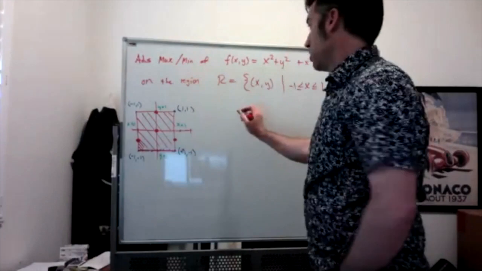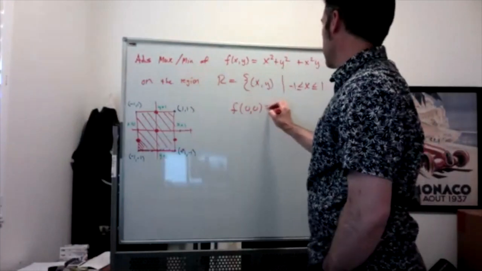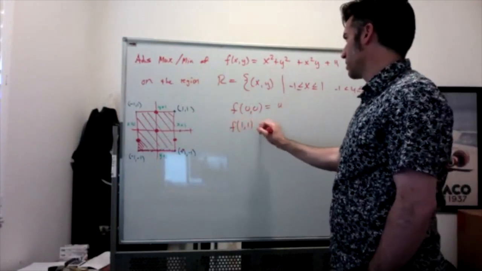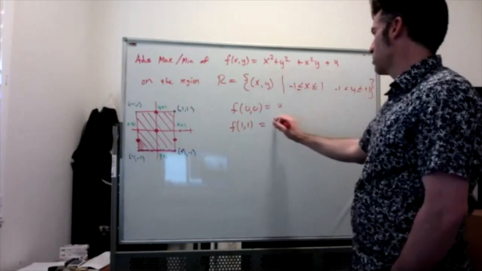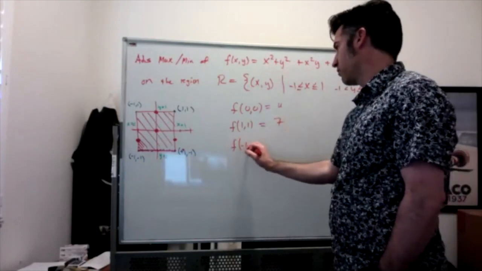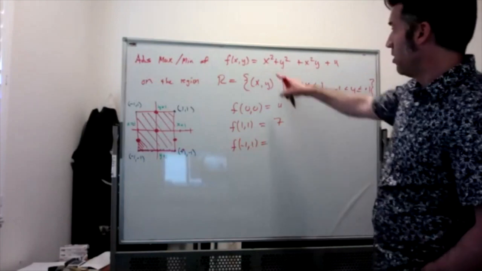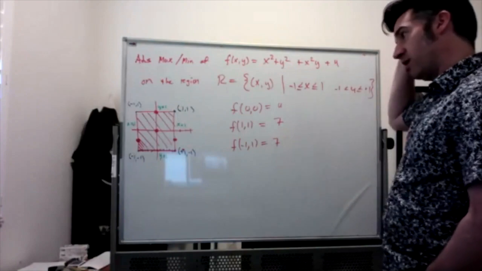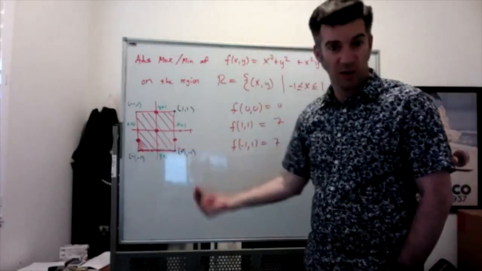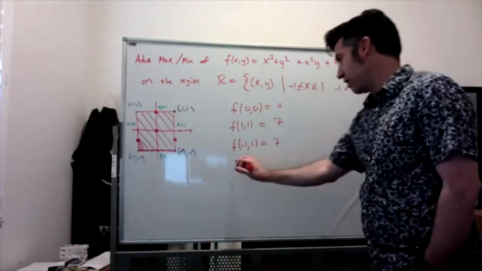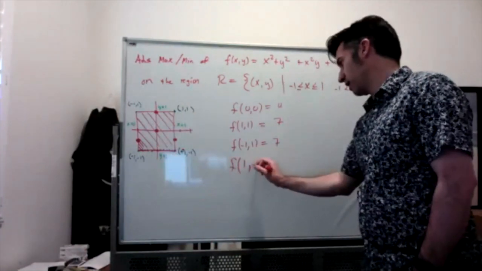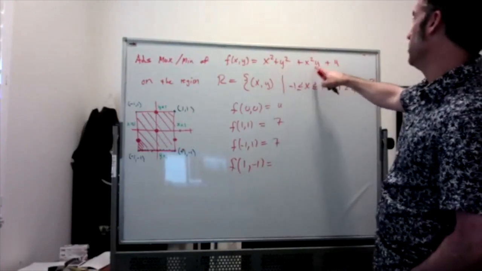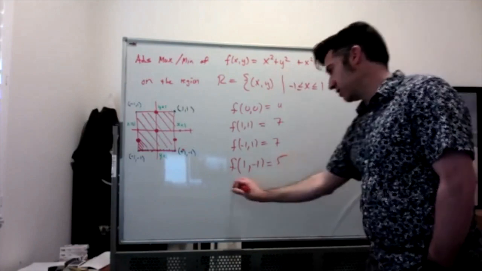So let's see. f of 0, 0 is going to be 0 plus 0 plus 0 plus 4. f of 1, 1 is going to be 1 plus 1 plus 1 plus 4. f of negative 1, 1 is going to be, okay, be a little bit careful, 1 plus 1 plus 1 plus 4 still. I don't really need to check these corners down here because we already saw that they were 5. You could, right? We know that f of 1 comma negative 1 is 5, right? 1 plus 1 minus 1 plus 4 is going to be 5. And the same deal for negative 1.